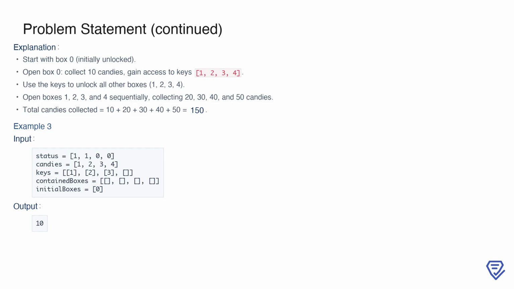In the second example, we start with box 0, which is initially unlocked. Opening it allows us to collect 10 candies and gain keys for all other boxes, specifically, boxes 1, 2, 3, and 4. Using these keys, we unlock and open all the remaining boxes. Box 1 contains 20 candies, box 2 holds 30, box 3 has 40, and box 4 contains 50. By opening them sequentially, we collect all the candies, resulting in a total of 10, 20, 30, 40, and 50 candies, which adds up to 150 candies.